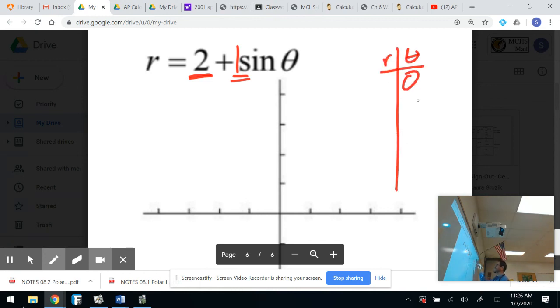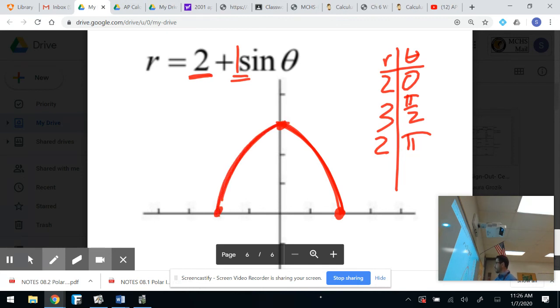Let's just use the nice values. 0 gives 2. Pi over 2 would be 3, and it's going to be a nice shape. You can pick more values if you don't trust me. Nicely curved. What's pi going to give me? A 2 again. And remember, there are no pole zeros on this one. It's not going to touch the pole. We go to 3 pi over 2. What's 3 pi over 2? That'd be a negative, so that'd be 1. Then it comes back to there, and it's going to finish up by coming there.